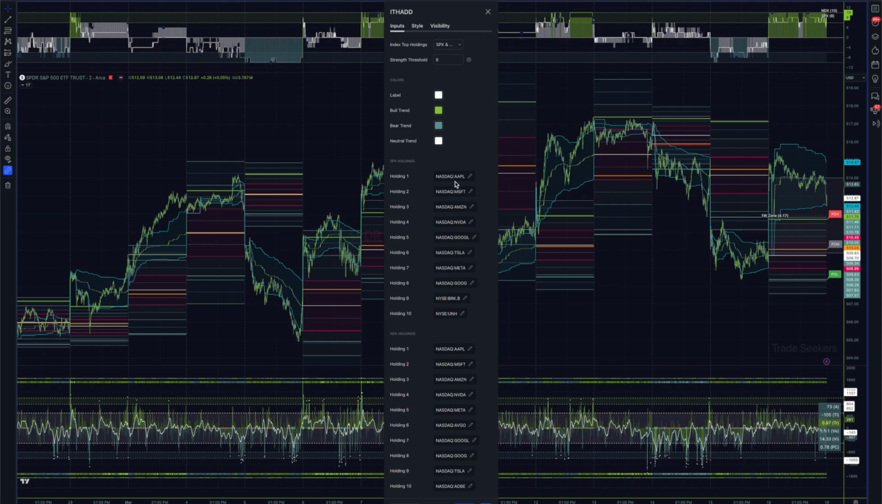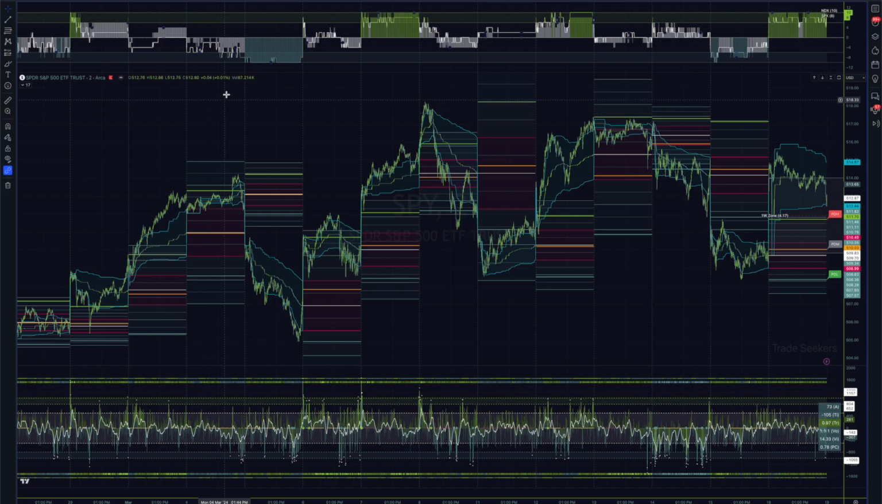Everybody should know these names if they've been trading. Apple, Microsoft, Amazon, Nvidia, certainly quite popular. So highly encourage you to have this up here. You can see on the chart days where the top holdings are either bullish or bearish. We're usually seeing heavy follow through from SPY on those days.